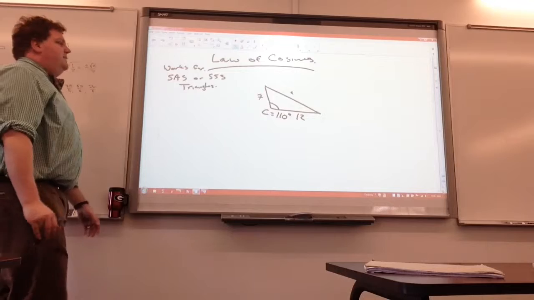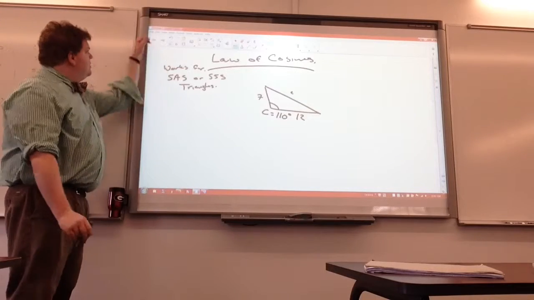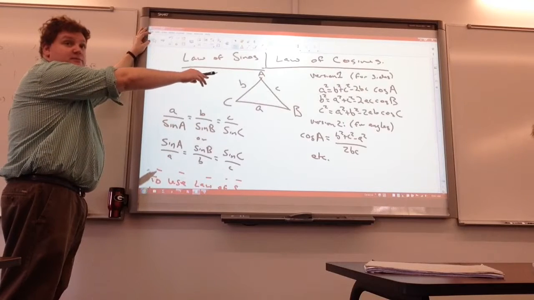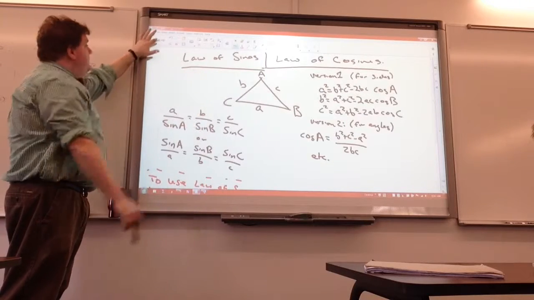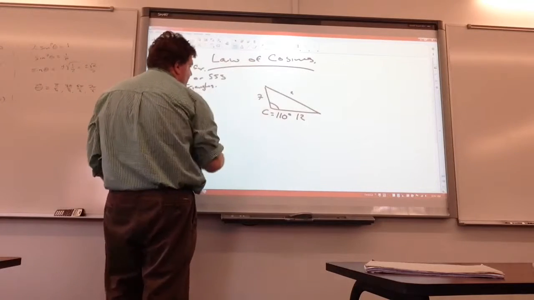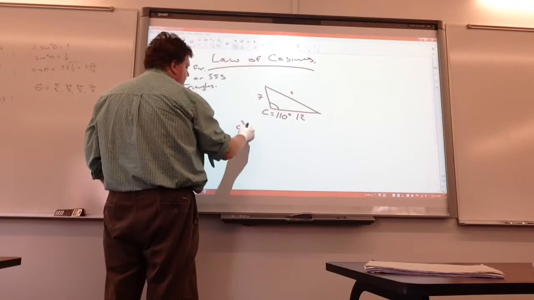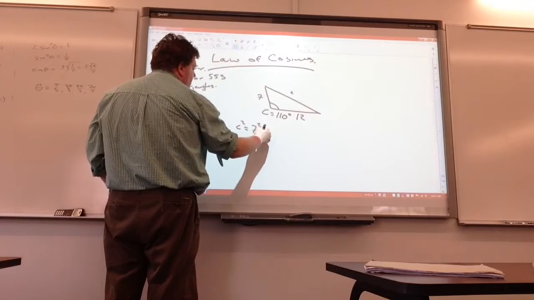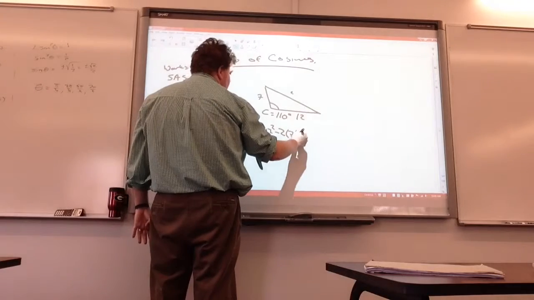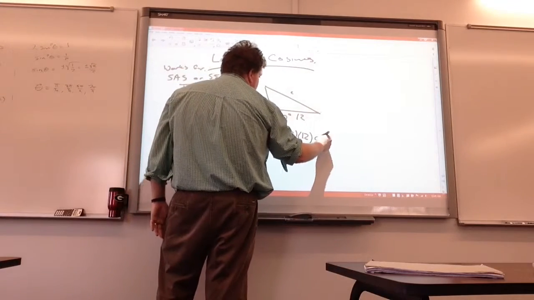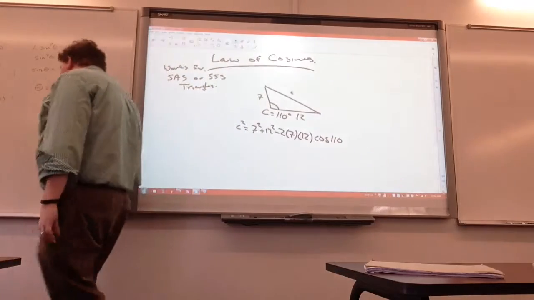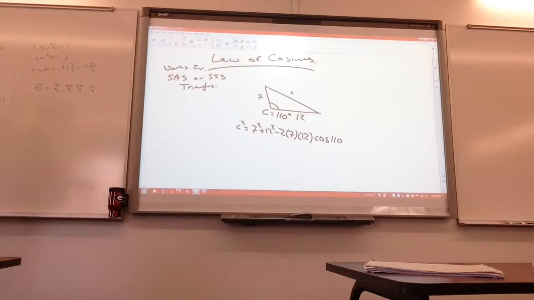In this case, because we're finding a side, we would use the first version of it. So how we set this up is we enter it exactly as is. Side C squared is going to be equal to 7 squared plus 12 squared minus 2 times 7 times 12 times the cosine of 110. And the nice thing about this is you could actually just jam that all in the calculator.